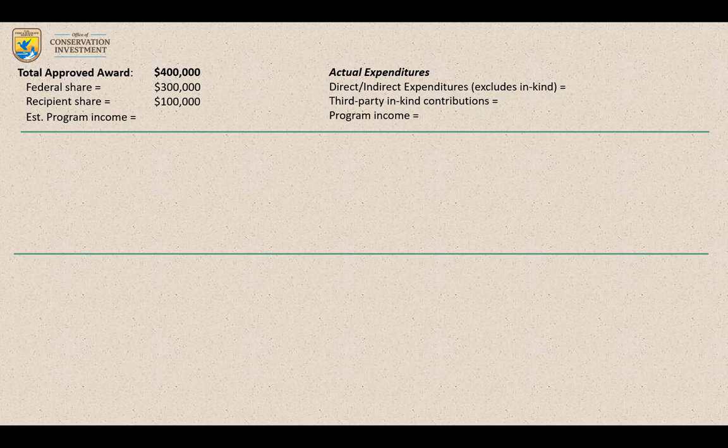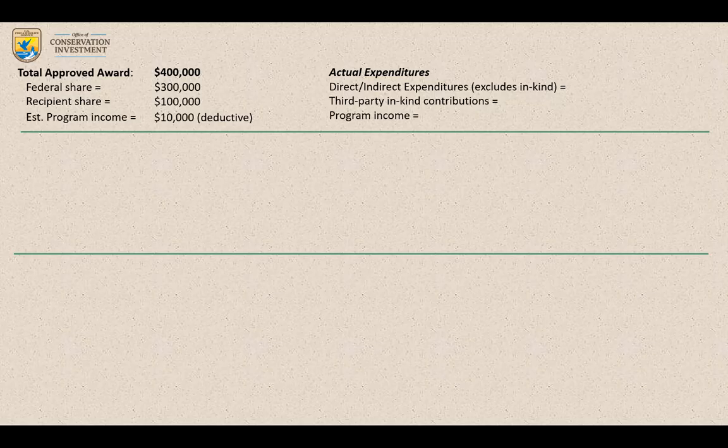In this scenario, the recipient has anticipated that they will earn $10,000 in program income during the award and has indicated that they will treat the program income deductively, meaning that the income earned will be applied to the total award and reduce the amount of federal funds and recipient cost share needed to complete the scope of work.